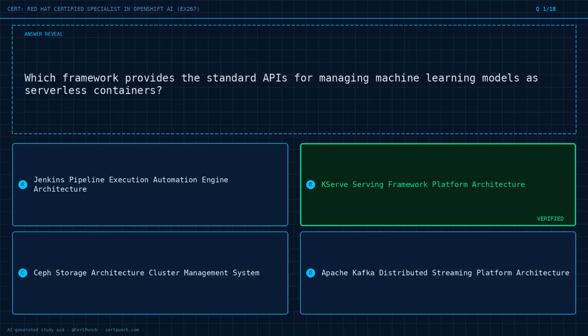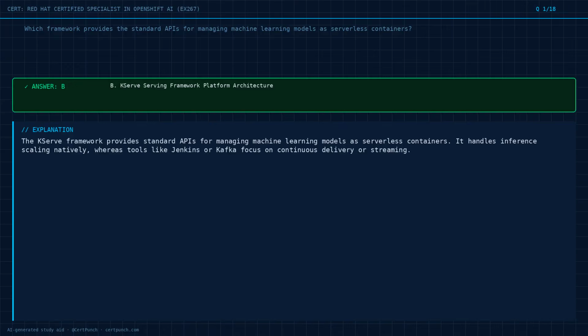The correct answer is option B. KServe Serving Framework Platform Architecture. Exam logic. The KServe framework provides standard APIs for managing machine learning models as serverless containers. It handles inference scaling natively, whereas tools like Jenkins or Kafka focus on continuous delivery or streaming.